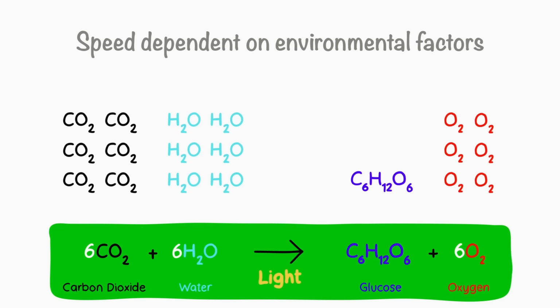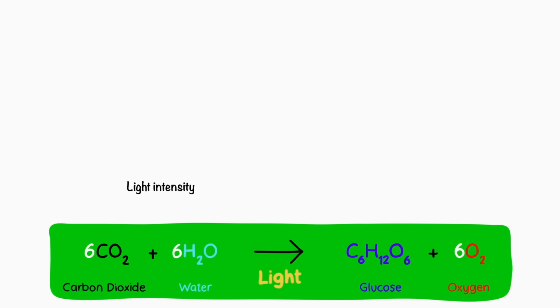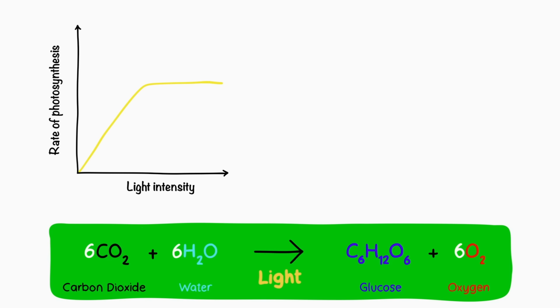Now let's examine what affects how quickly this process occurs. The rate of photosynthesis can be limited by several environmental factors. The first limiting factor is light intensity. Since light provides the energy for photosynthesis, the rate typically increases as light intensity increases. However, this relationship isn't unlimited.